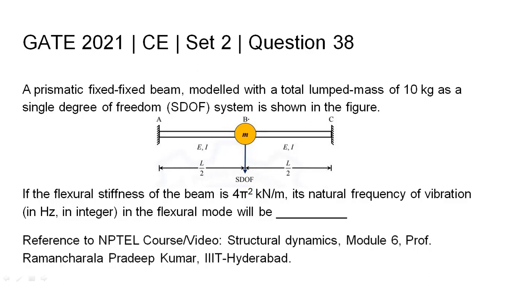So we can see that we have a central mass m, which is called the lumped mass, and its mass is 10 kg. If the flexural stiffness of the beam is given as 4 pi square kilonewtons per meter, its natural frequency of vibration needs to be found in hertz. The relevant NPTEL reference has been listed.